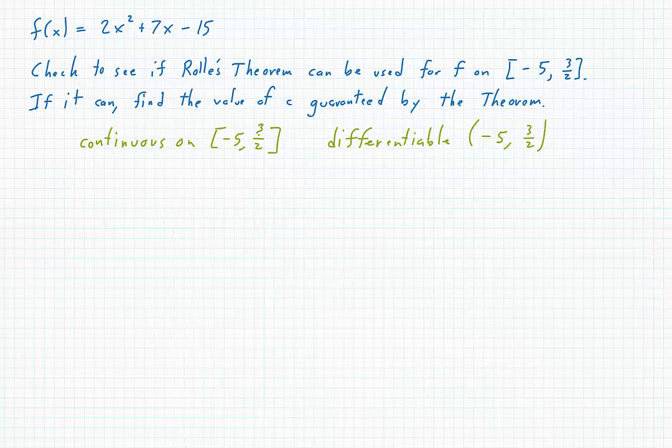The last thing we need for Rolle's theorem is we need for f(-5) to be equal to f(3/2). So I'm going to use my calculator here and see if I can figure out what f(-5) is. So we're going to have 2 times (-5) squared plus 7 times -5 minus 15. That turns out to be 0.